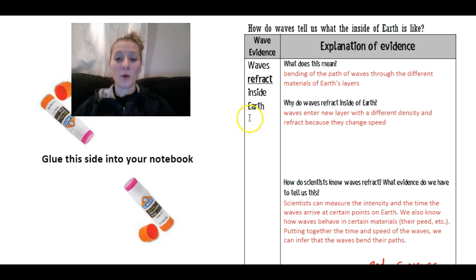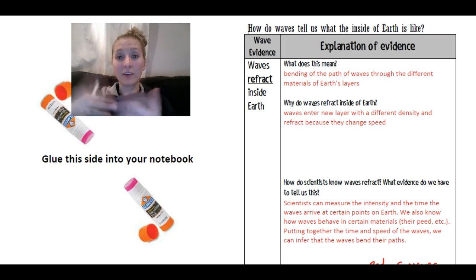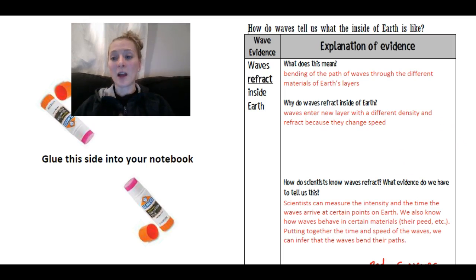The first is about waves refracting. If you remember, this means that waves are bending their paths as they go through a different substance. So each layer has a different density. As the wave hits that layer, it bends and changes its path depending on the density. And even within the layer, there's some variability within the density. So it can bend. So how do we know this?